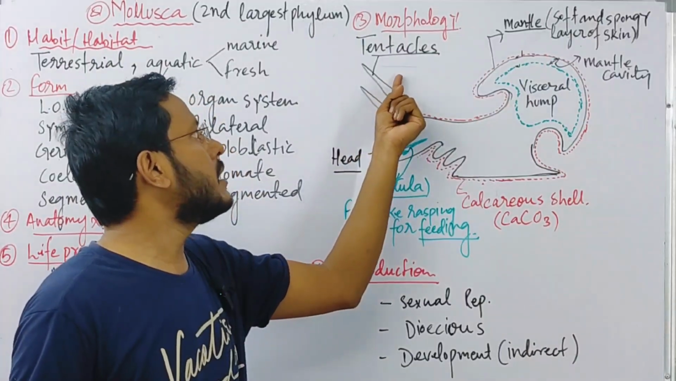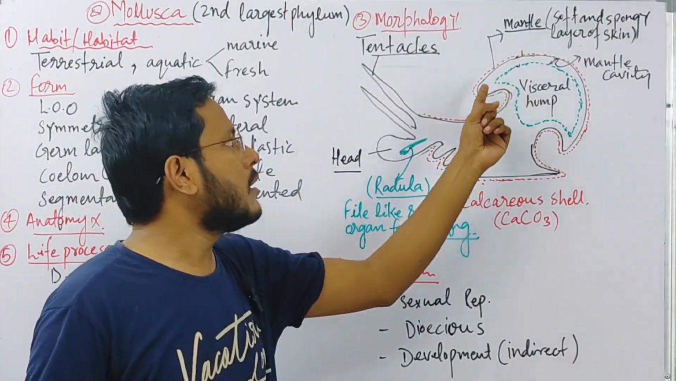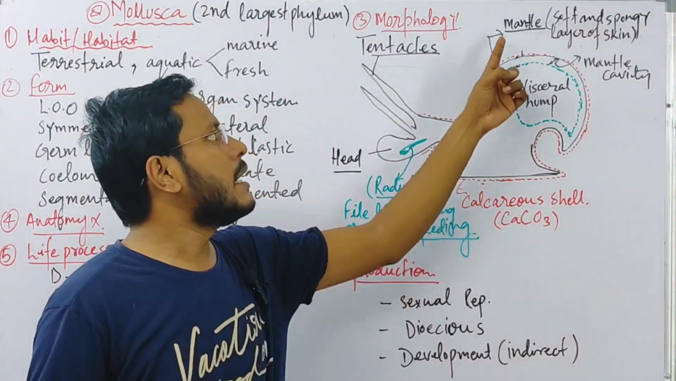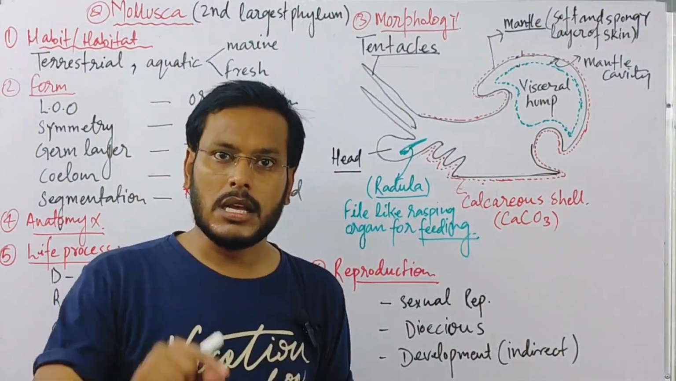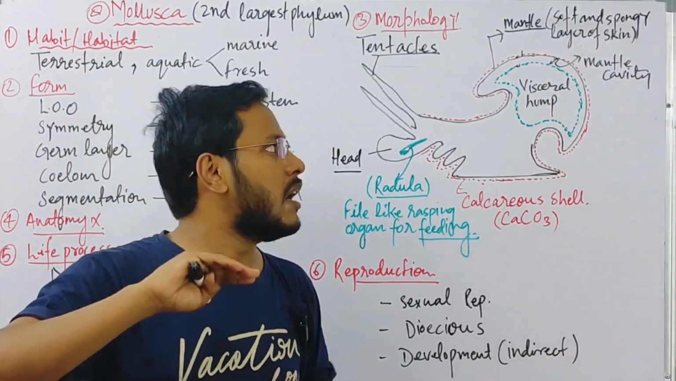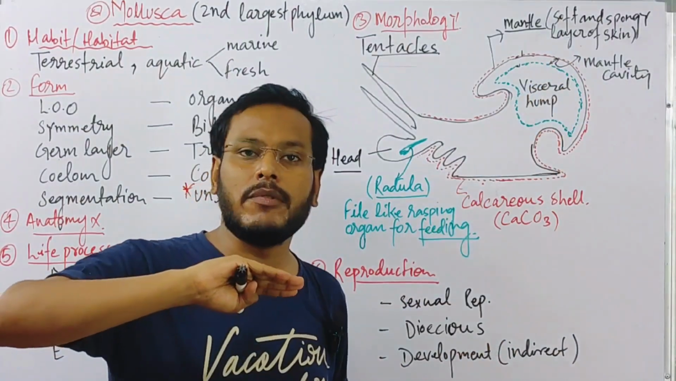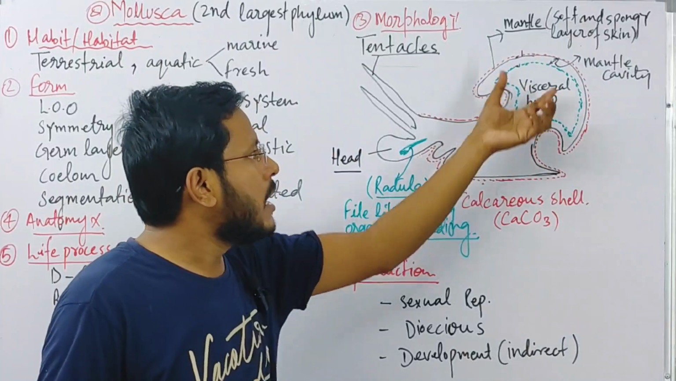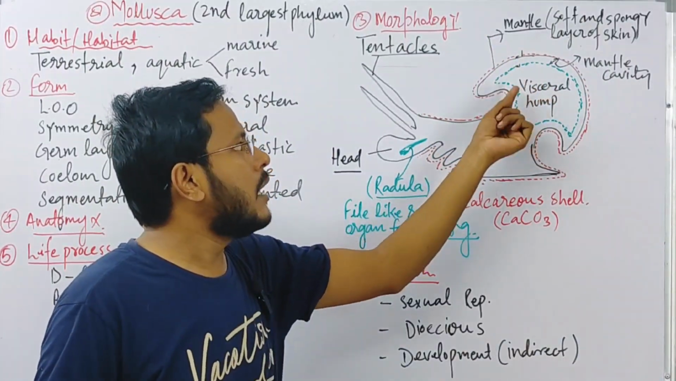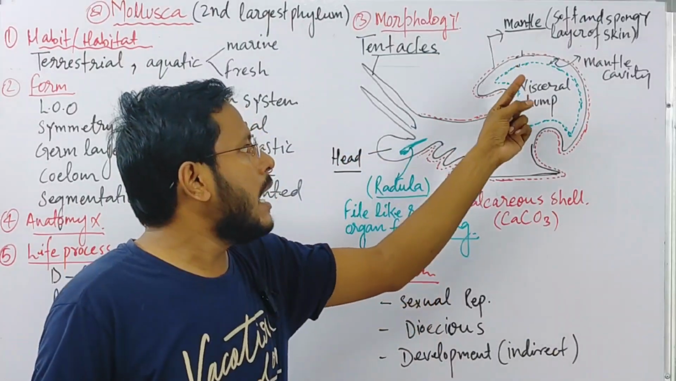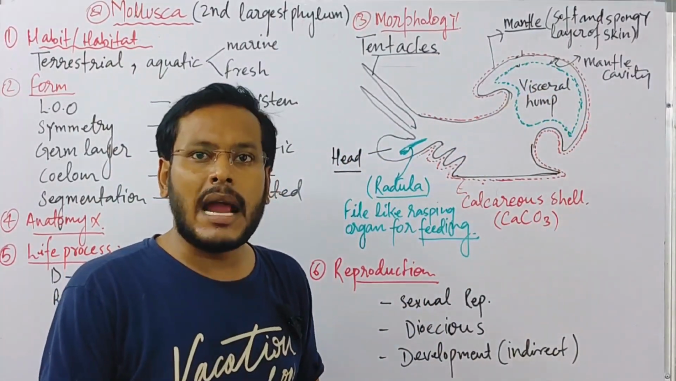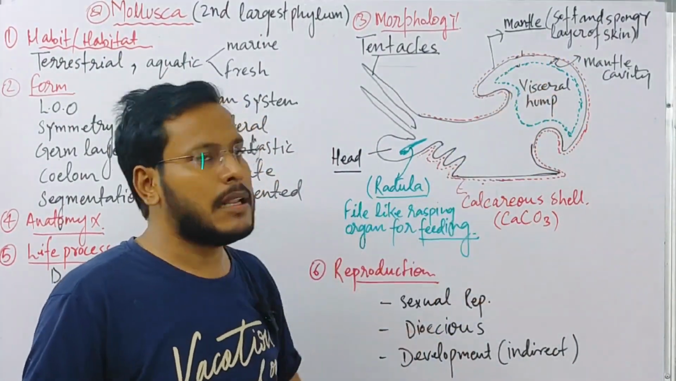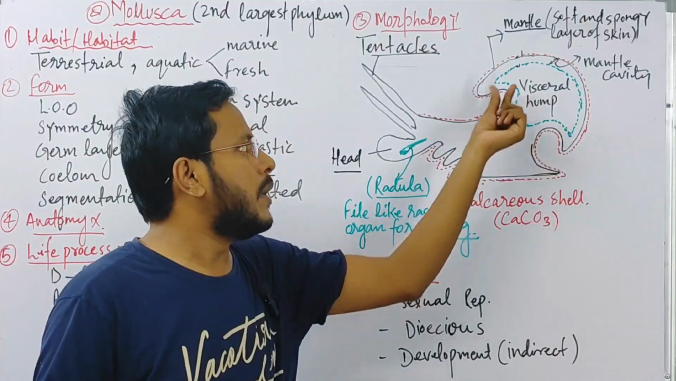There will be a head with tentacles, and after that there will be a soft and spongy layer of skin, that is the mantle. It is known as the mantle. The upper layer is soft and spongy, and it is named what? Mantle. Okay, now beneath the mantle there is a small cavity, and this small cavity is known as the mantle cavity.